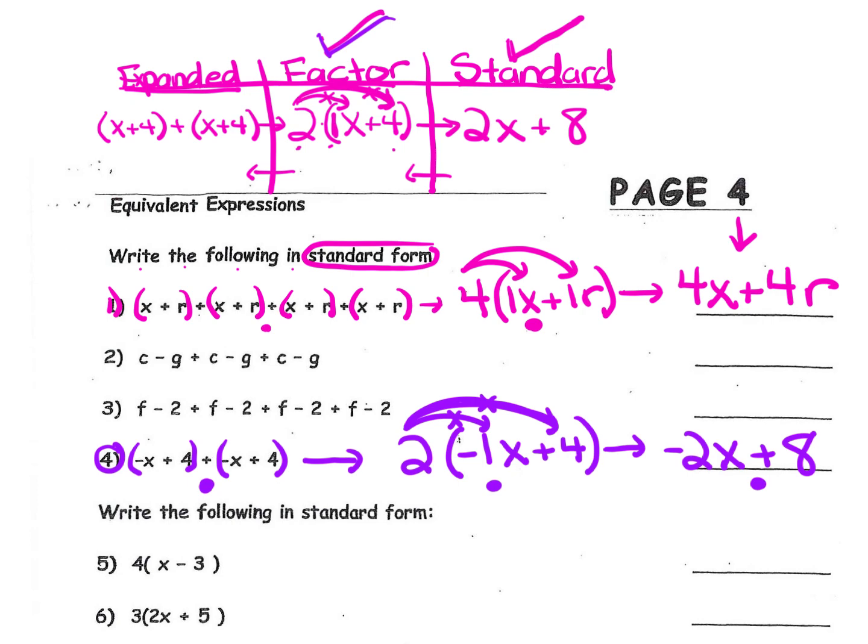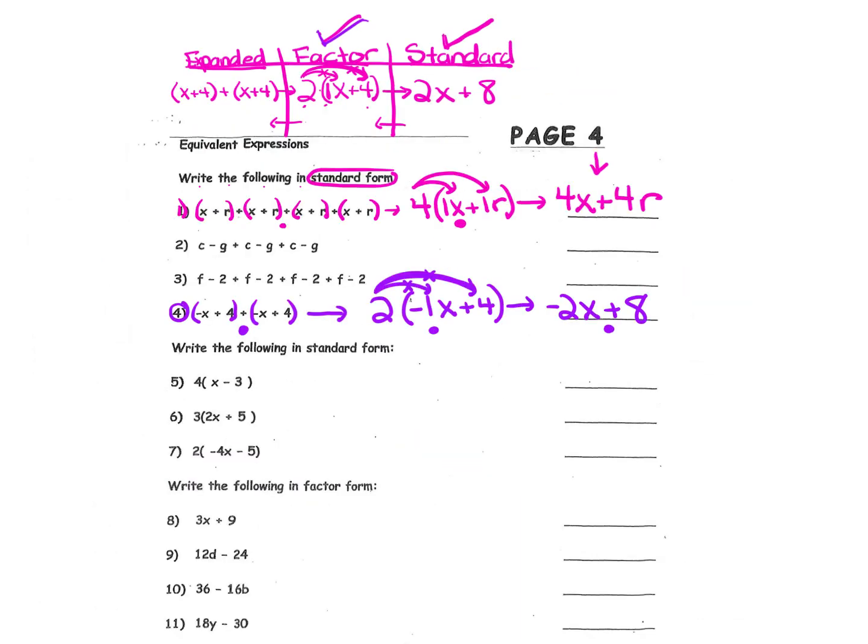Now let's take a look at the next section. In this section, it says, write the following in standard form. Well, again, we're going to the third column, standard form. But if you look at number 5, it's not expanded. It is in column 2, factor form. And we just need to move to the right and take it to standard form.